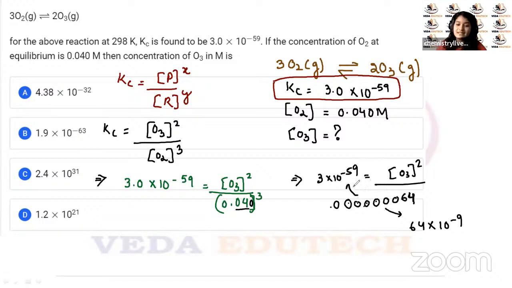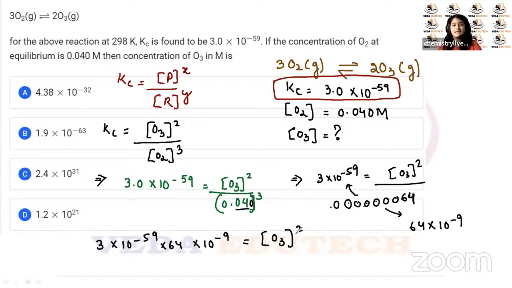Now when this goes to this side, it is going to be multiplied, right, children? So if I multiply, this is 3 into 10 to the power minus 59 into 64 into 10 to the power minus 9 is equal to O3 square. Can I write it like this? Yes. So this will be 3 into 64 into 10 to the power minus 68.